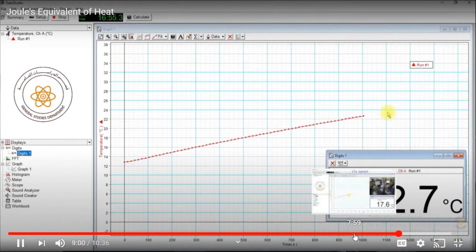Now that we have reached an ideal temperature, we can stop the recording of the experiment in our Data Studio software by clicking the stop button here.